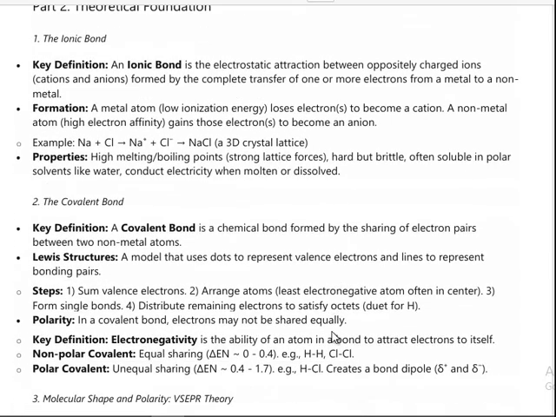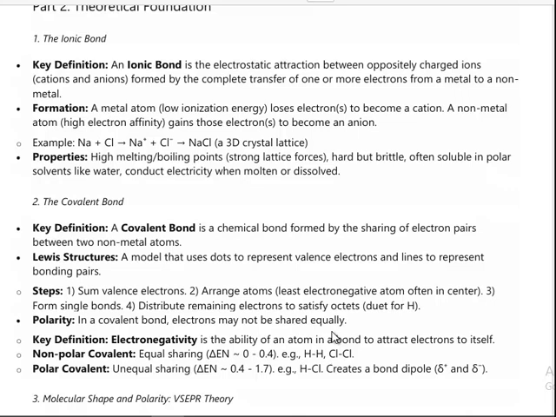Now, to the theoretical foundations. We are going to start with ionic bond. An ionic bond is the electrostatic attraction between oppositely charged ions. Cations represent the positive, while anions represent the negative ions. An ionic bond is the electrostatic attraction between oppositely charged ions formed by the complete transfer of one or more electrons from a metal to a non-metal.